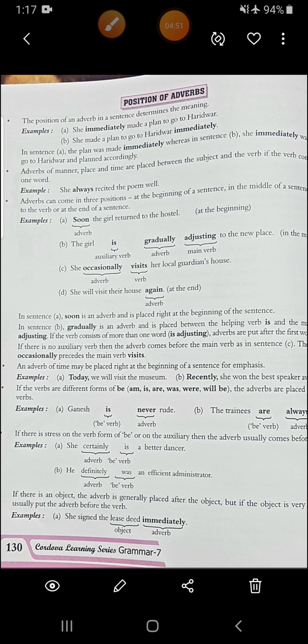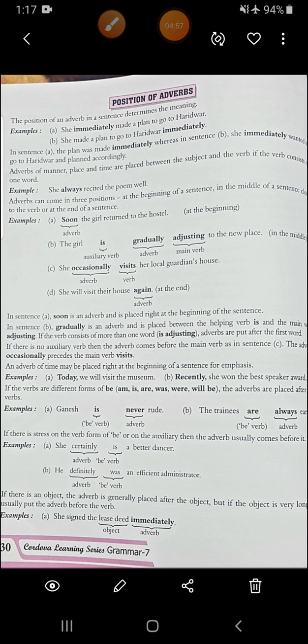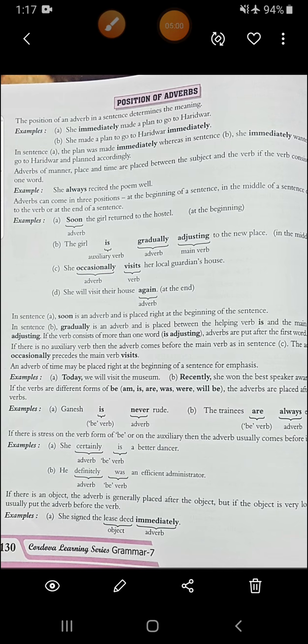Alright. Then see the next point. If the verbs are different forms of be, like am, is, are, was, were, will be, the adverbs are placed after the verb.